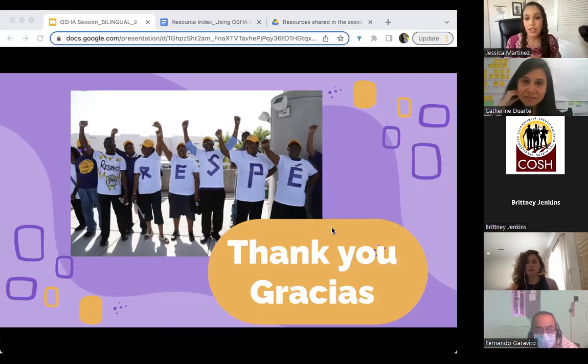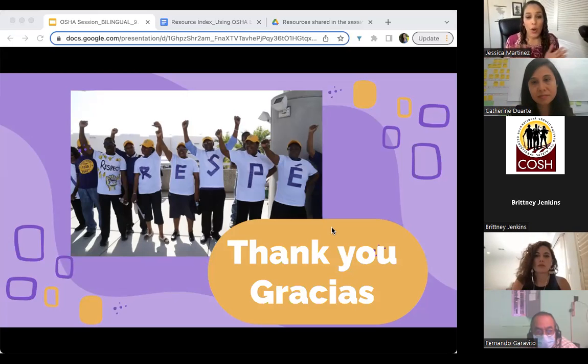We've also had sessions here about what are some efficient work and safety committees, and I'm gonna ask my team to share some of this handout that we have on how to form these committees in Spanish and English.